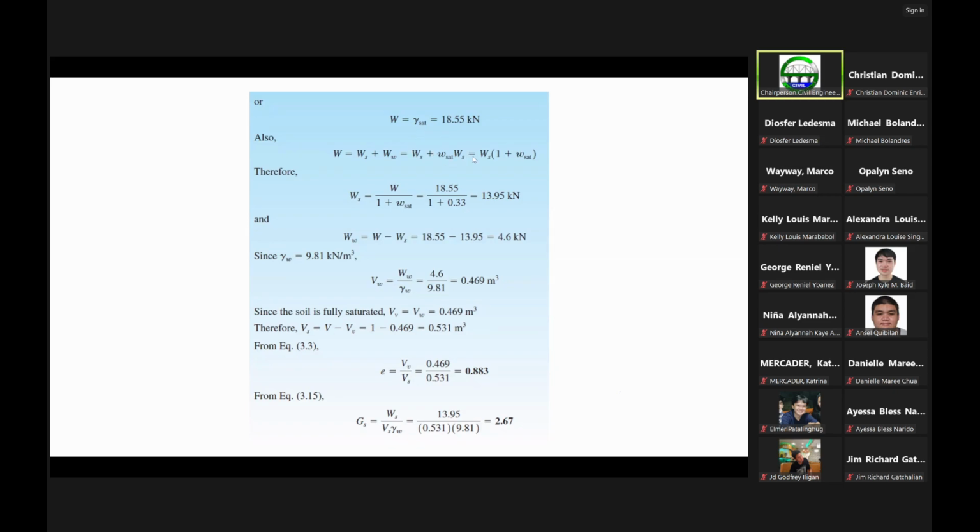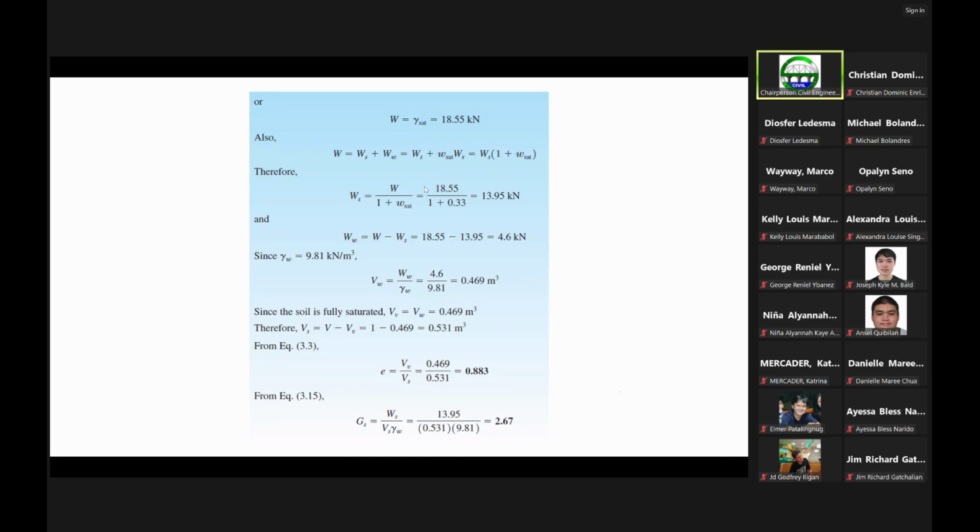So from here, we just factor out the weight of the soil solids, that is 1 plus the saturated water content. So then we have an equation wherein the total weight is equal to the weight of the soil solids multiplied by 1 plus the saturated water content. So if you want to get the weight of the solids, we just divide the total weight by 1 plus the saturated water content.